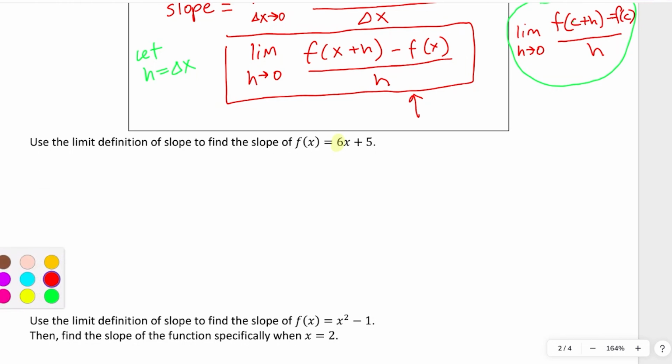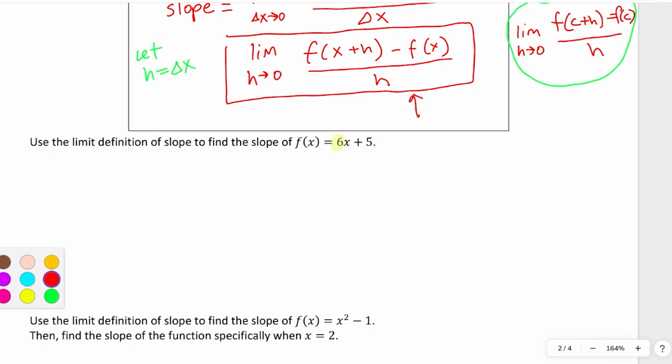Now, that being said, I do want you to find that using the limit definition to more or less prove that it's 6. So we already know what the answer is going to be, but let's make sure the algebra checks out. And the reason why we're doing this on an easy one is so that when we get to the harder ones, you can hopefully have yourself convinced that this is giving you what you want it to give you.